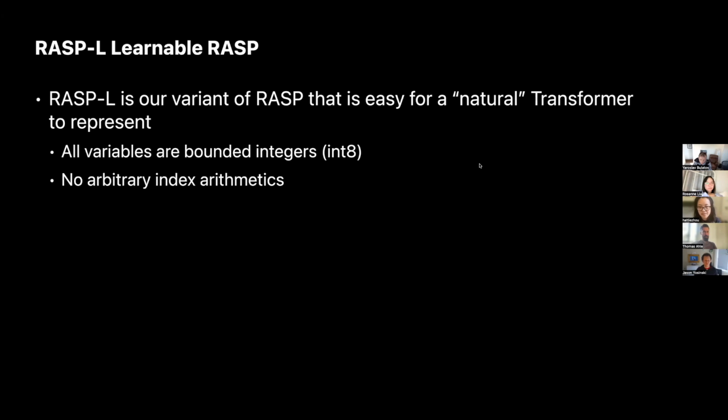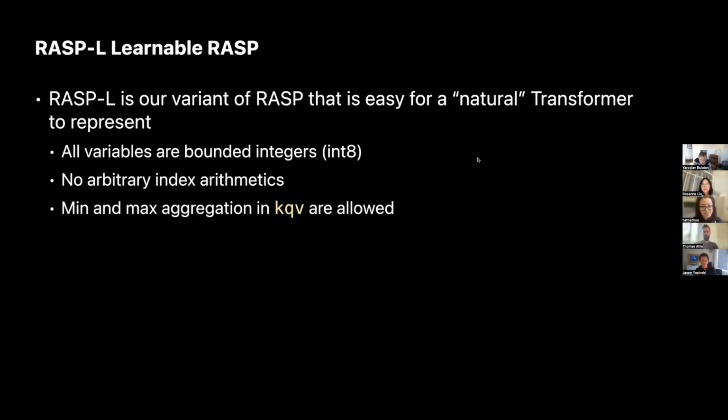Also, no arbitrary index arithmetic. So index arithmetic refers to arithmetic operations on positional indices. So for example, we don't know how to do things like get the middle index of the sequence. We can do this for the training length, but we don't know how to represent positional information in a way that would generalize to lengths that the model has never seen. So would the model know how to get the middle token of a sequence of length 10 if it's only seen length up to 5? So we don't allow this in RASP-L, and we also add some more aggregation options in the attention layer. It's just a minor detail.